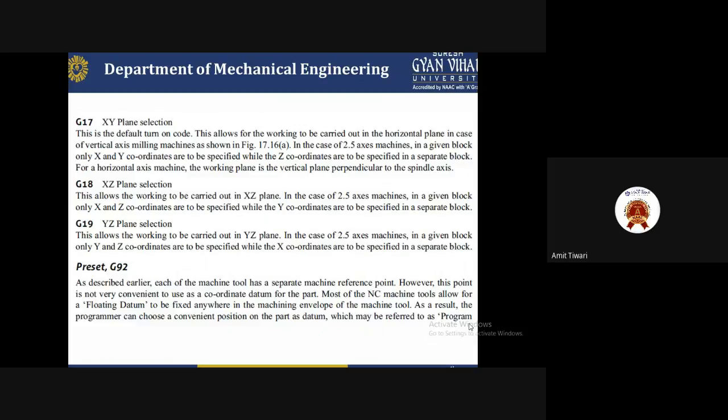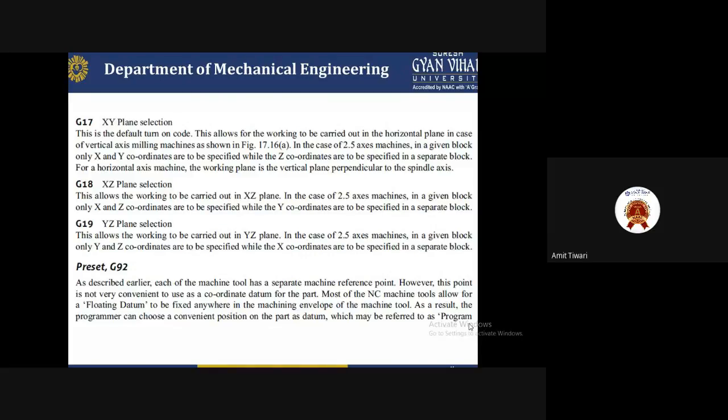And G19 means the YZ plane. This allows the working to be carried out in the YZ plane. So in the case of a 2.5 axis machine, in a given block, only the Y and Z coordinates are to be specified, while the X coordinate is to be specified in a separate block. So these are the codes, G17, G18, and G19, to select the plane in the CNC milling machine.